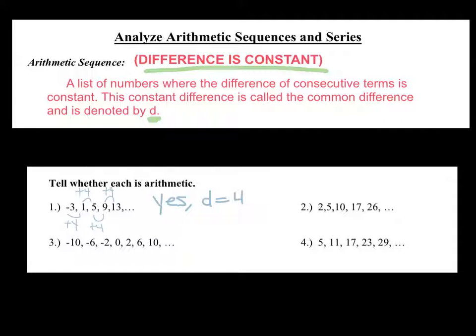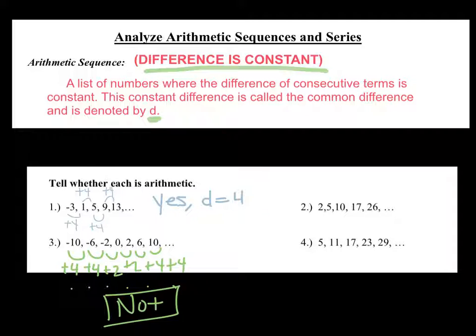If we look at number 3, negative 10 to negative 6, that's adding 4, negative 6 to negative 2, add 4, so far so good. Negative 2 to 0 is just 2, and then it goes back to 4, back to 4. So in this case, not every single one of your differences is the same, so this is not arithmetic. So simple as that. Your difference between each of your terms has to be common or the same.